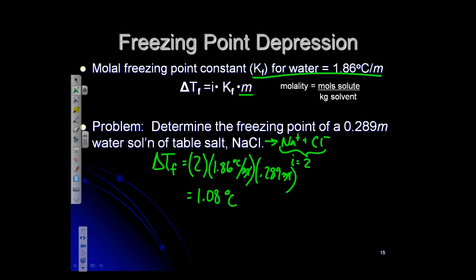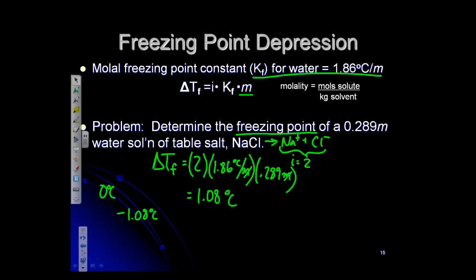That means my freezing point was lowered 1.08 degrees C. Notice the way the question's worded. It did not ask for how much the freezing point was lowered. It asked, what is the freezing point? Well, water normally freezes at 0 degrees C, and anytime you add something to it, it freezes at a lower temperature. So this time it's going to freeze at 1.08 degrees C lower than it normally does. So my new freezing point would be negative 1.08 degrees C. It makes it easy for water, but if it was another substance, then I would just find its freezing point and then subtract the change in freezing temperature.